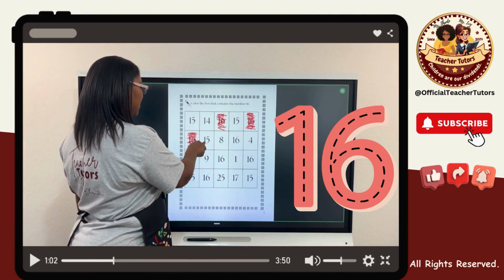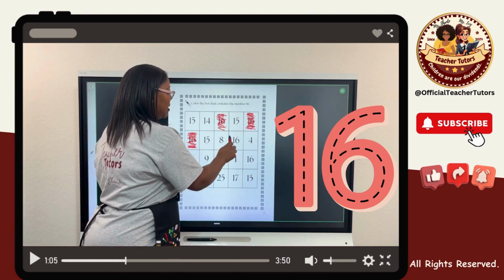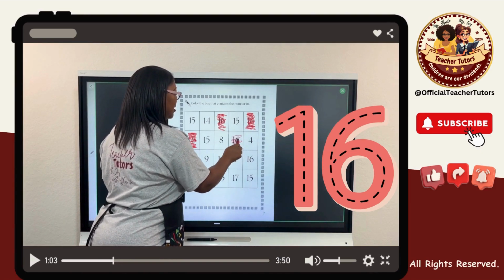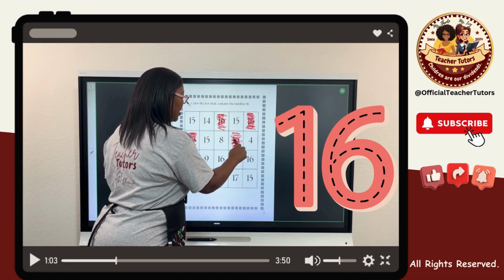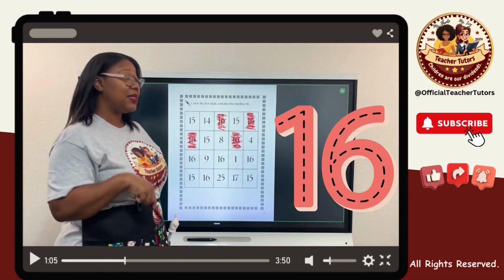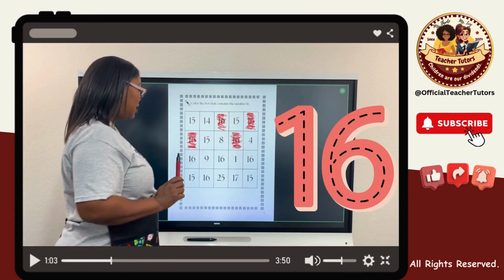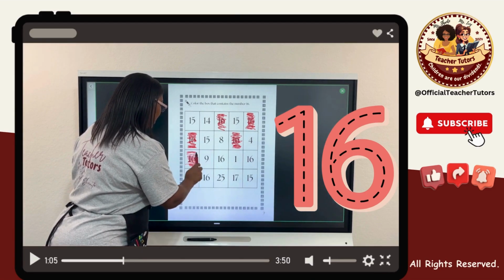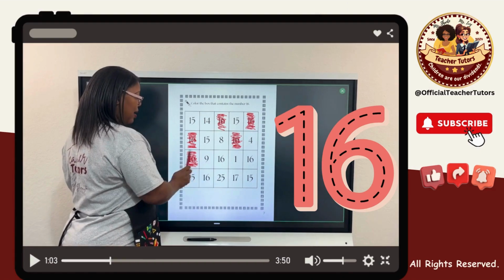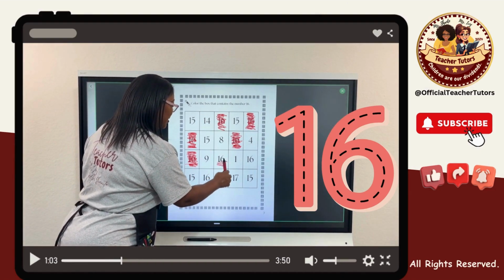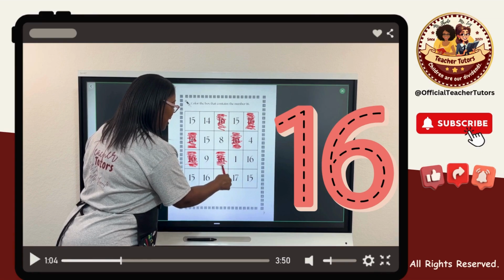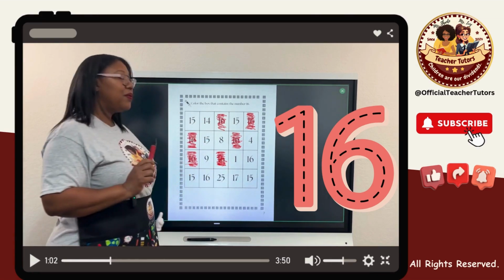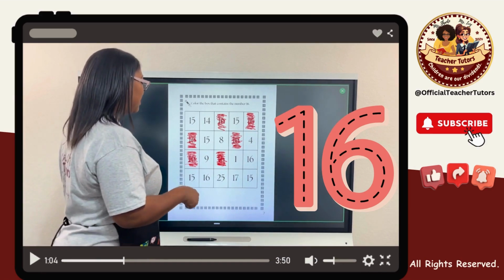All right. 15, 18, 16. Color number 16. All right, the next one. 4, 16 again. Go ahead and color it. 9, 16. Yes. Color it in. Keep counting with me.